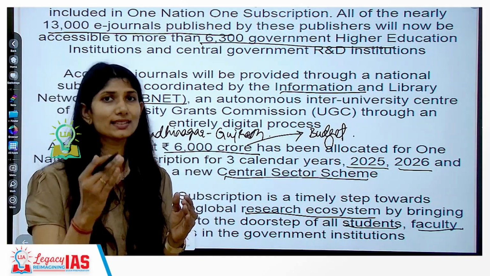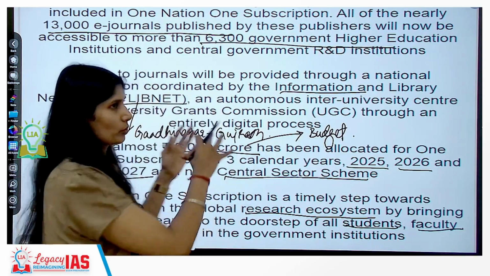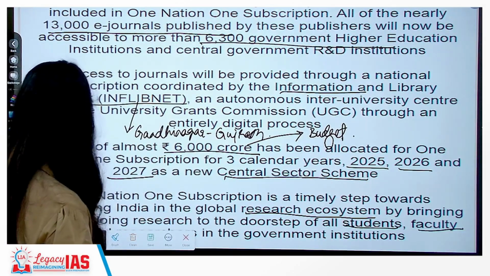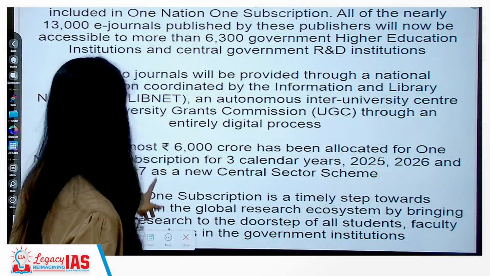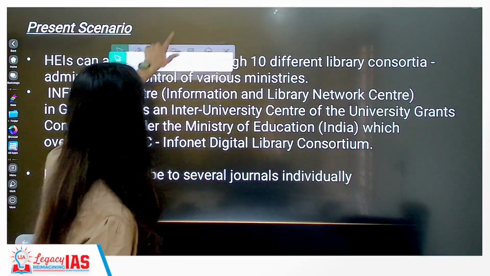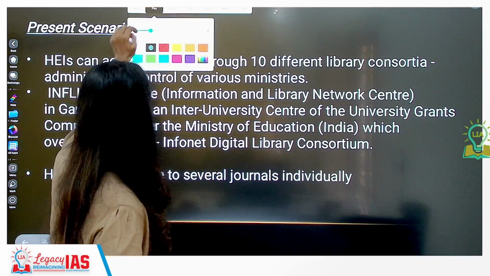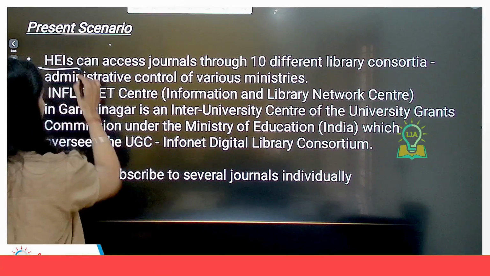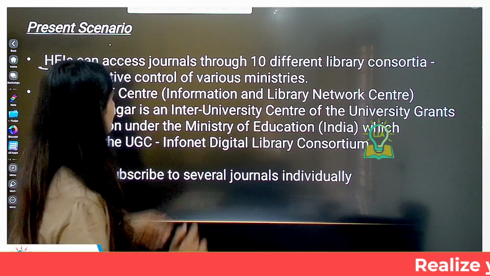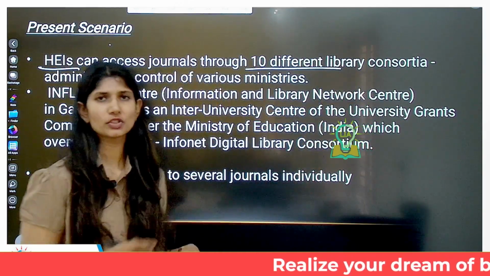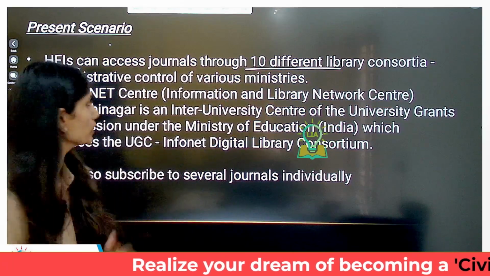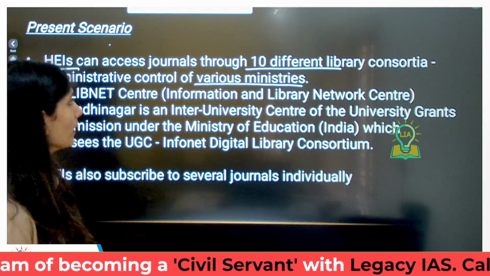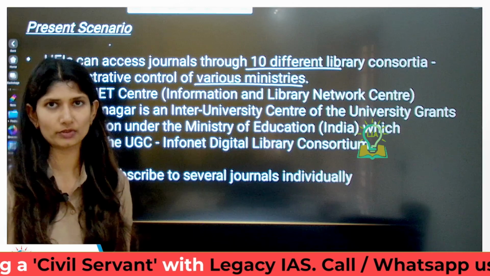Now, we will see how it is done presently, that is before the scheme comes into the picture, what is there in India presently that this was brought about. Look at this. At present, higher education institutions have the compilation of journals from 10 different libraries which are under the administrative control of various ministries. So, each time they have to have access to any one of them.